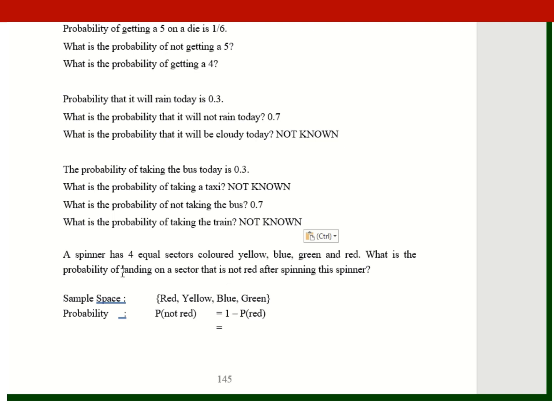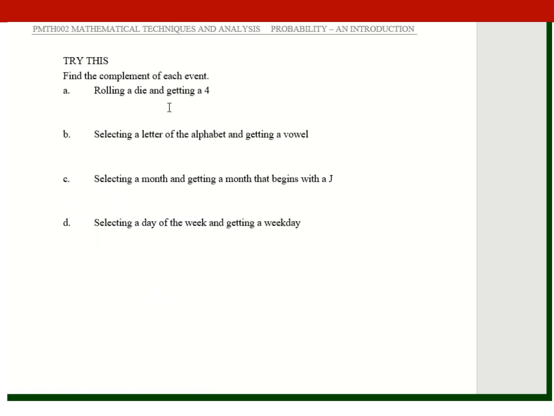Okay, a spinner has 4 equal sectors. What is the probability of it not landing on a red? So what's the probability of landing on a red? 1/4. What's the probability of not landing on a red? 3/4. Okay, so let's try this. Find the complement of each event.